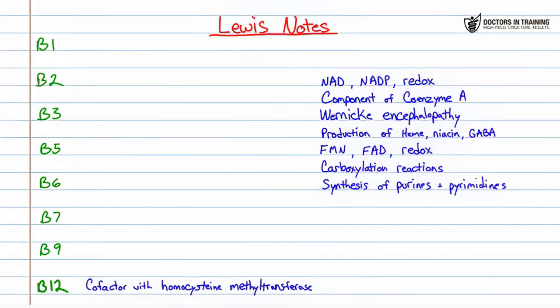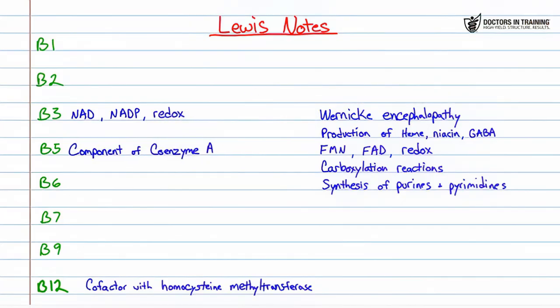Next, we have NAD, NADP on redox reactions. So that's going to be your B3. That's going to go right there. Component of coenzyme A. So that's going to be vitamin B5. That one's hard for me to remember. B5 is not as commonly thought of. And if you get a deficiency, you're going to get some dermatitis, some enteritis, some alopecia, maybe even some adrenal insufficiency.